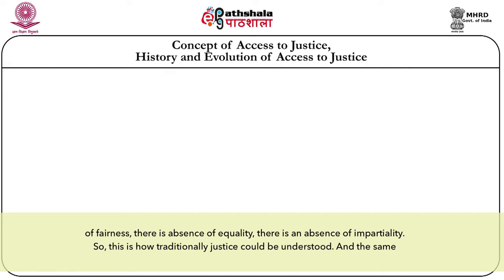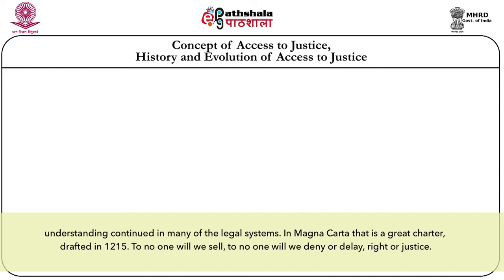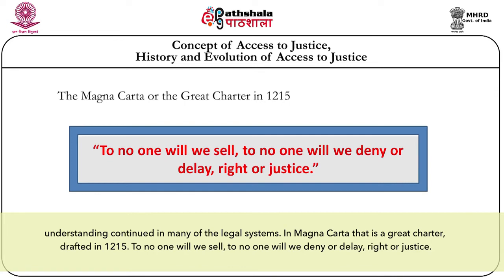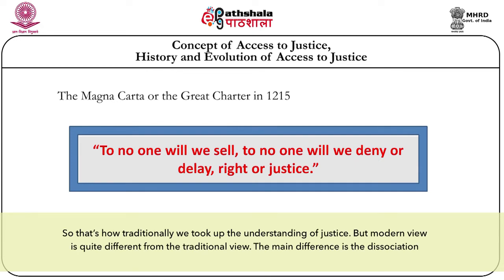So, this is how justice could traditionally be understood, and the same understanding continued in many of the legal systems. In Magna Carta, a great charter drafted in 1215: to no one will we sell, to no one will we deny or delay right or justice. That is how we traditionally took up the understanding of justice, but the modern view is quite different from the traditional view.